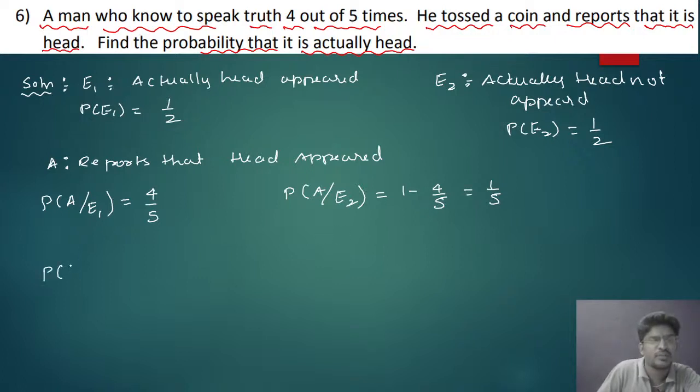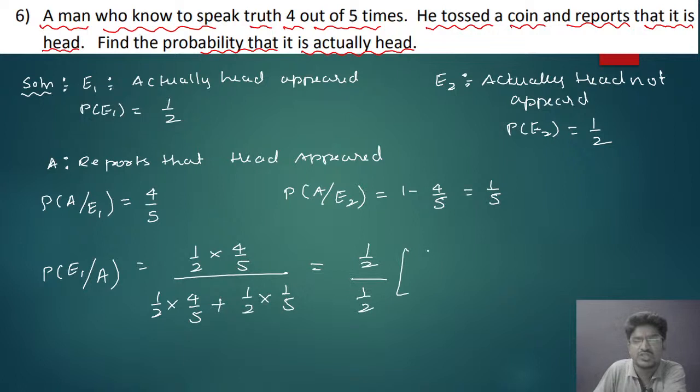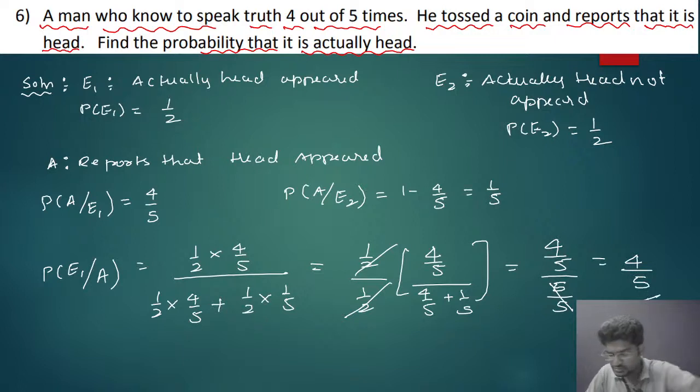So now I want to calculate the probability of E1, given that he has reported that head has occurred. That will be 1 by 2 into 4 by 5 divided by 1 by 2 into 4 by 5 plus 1 by 2 into 1 by 5. Now 1 by 2 is common, take it outside. Here also 1 by 2 is common, take it outside. 1 by 2 and 1 by 2 get cancelled. Here 4 by 5 plus 1 by 5 is 5 by 5, so this is 1. Therefore the answer will be 4 by 5. Okay, so the answer is 4 by 5.